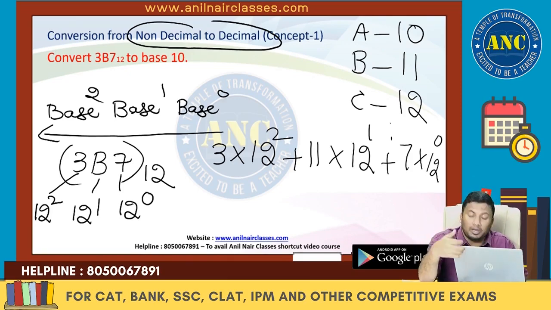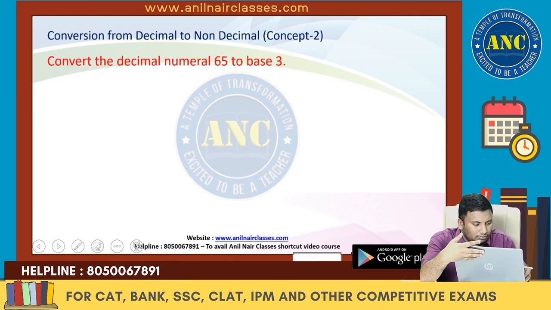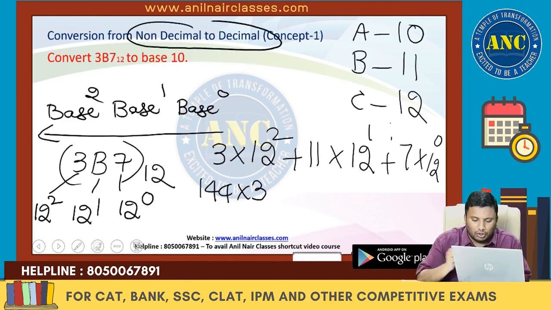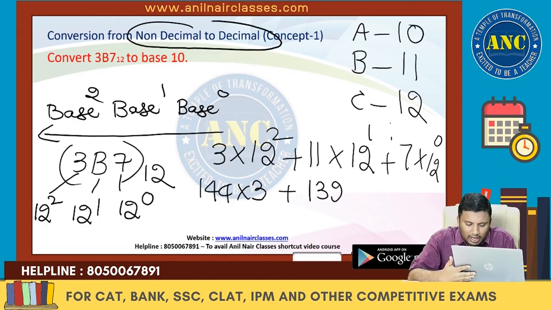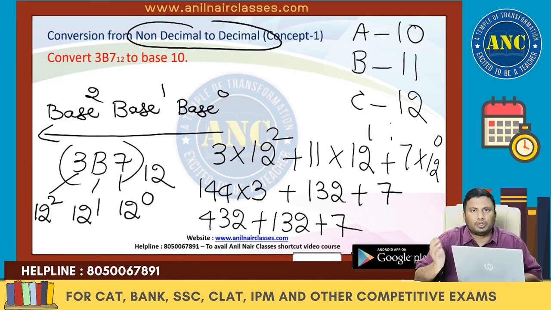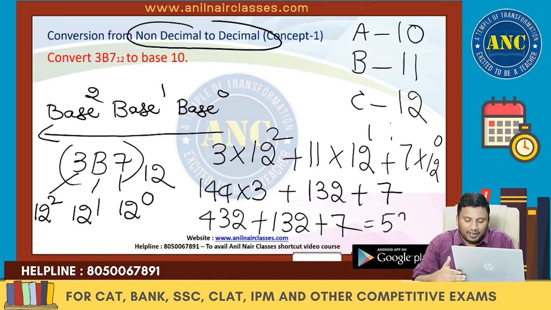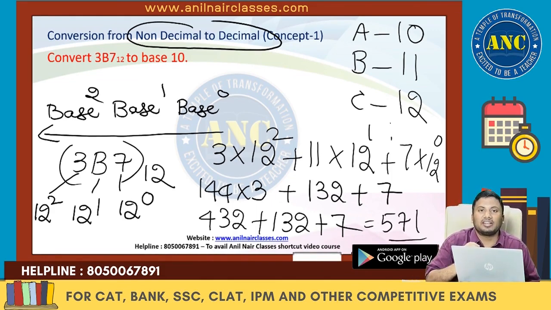If you are extremely good in mathematics, what you will do is 144 into 3. 11 into 12 power 1 which is 132 and 7 into 12 power 0 which is 7. So 3 into 144 is 432. Slowly you will start doing like this. 432 plus 132 plus 7. 430 plus 130 is 560, plus 2 plus 2, 560 plus 4 plus 11. 571. You will do like this.